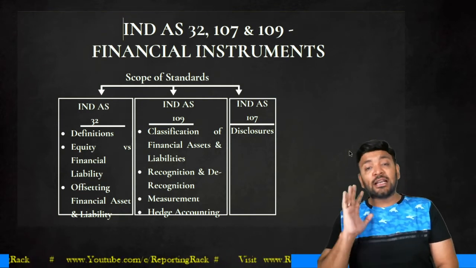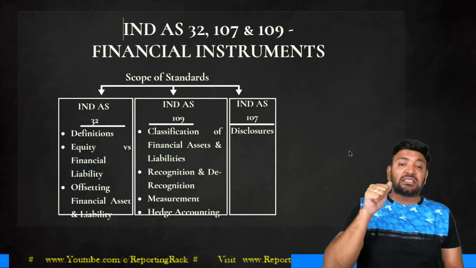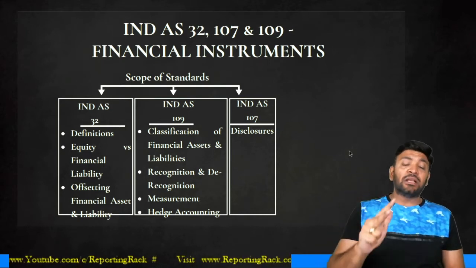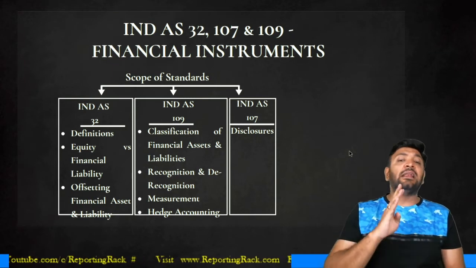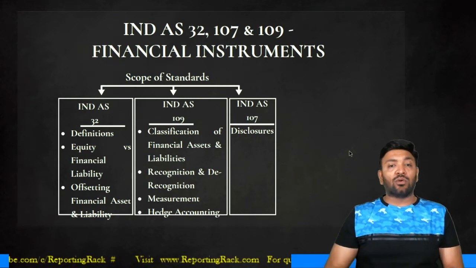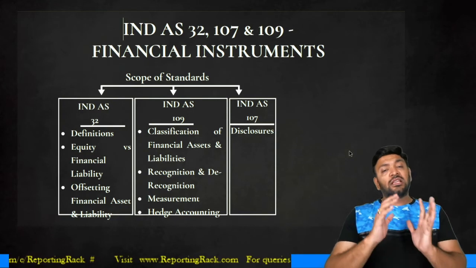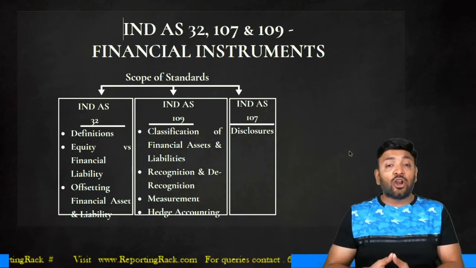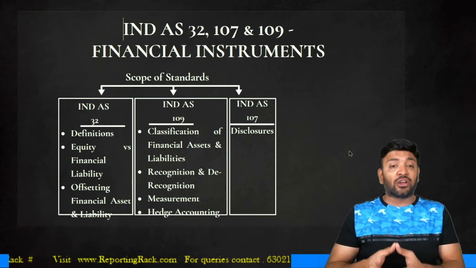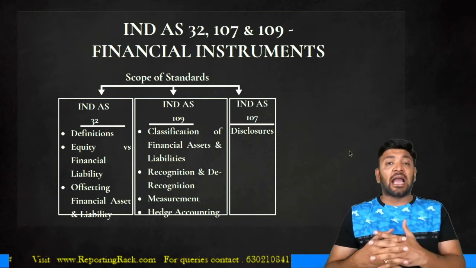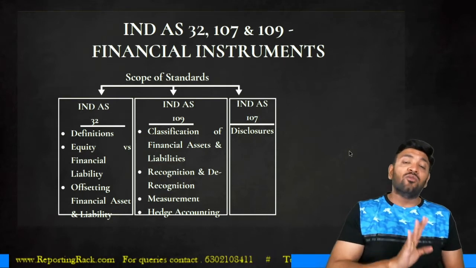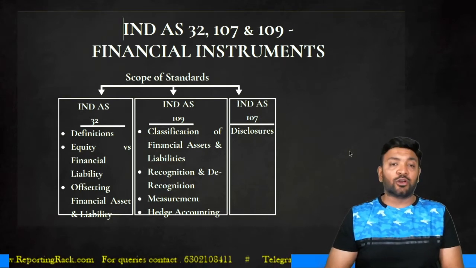Then I'll go into Ind AS 109, which talks about classification, and then the recognition and derecognition, measurement of these items, and finally the aspect of hedge accounting. So this is the basic ambit which I will discuss as a part of it. What I did not cover in this particular slide, but I will be discussing as we move further, is derivatives and hybrid instruments, which should also be covered under Ind AS 32.